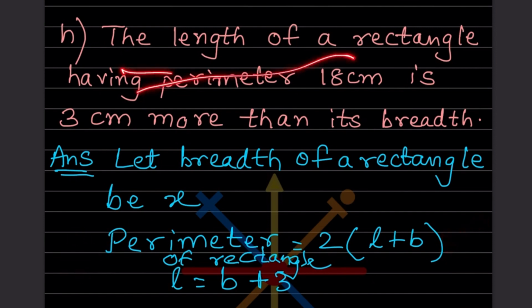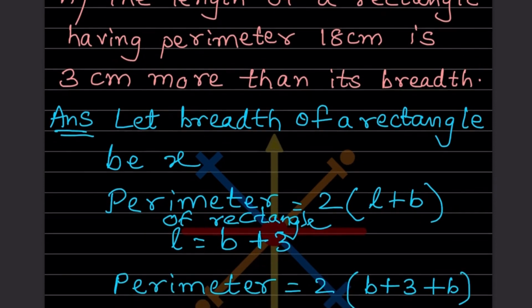At that time you have to forget about this perimeter. So length is given as 3 centimeter more than the breadth. So okay, what is that? Length is 3 centimeter more than the breadth, means B plus 3. B is the breadth. So this is important. Hope you got about this one.